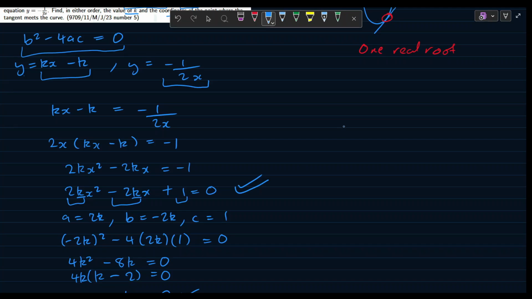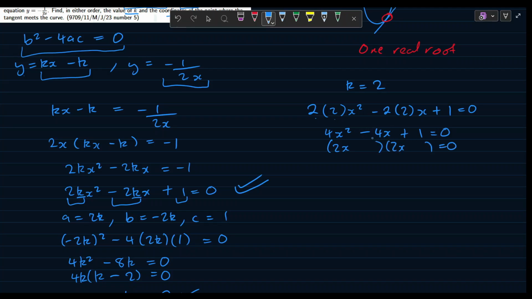So we said k is equal to 2, so that becomes 2 times 2x squared minus 2 times 2x plus 1 is equal to 0. So 2 times 2, that's going to be 4x squared. Then minus 2 times 2, that's going to be minus 4x plus 1 is equal to 0. So we've got a 3-term quadratic that we can factorize by inspection. We can do 2x minus 1 and 2x minus 1, which is equal to 0, because 1 times 1 gets us the constant and the cross terms give us negative 4x.